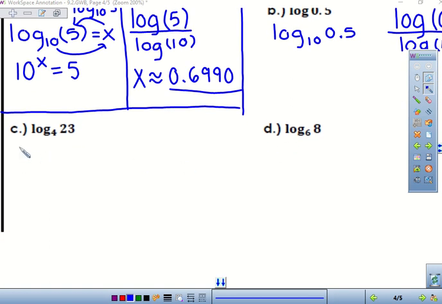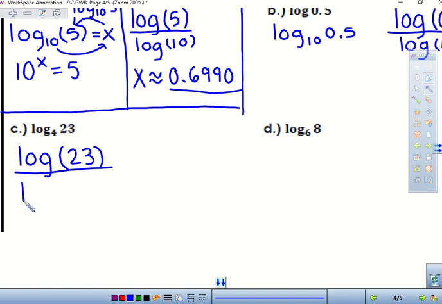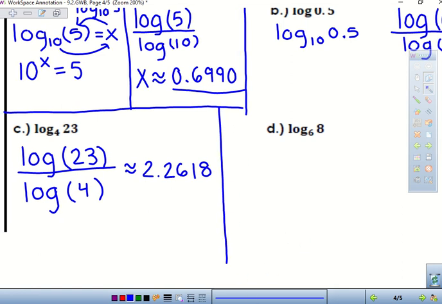How could I rewrite this one? 4^x is equal to 23. So x equals log of 23 over log of 4. This one you don't have a choice but to divide by the log of 4, because it's not the common base. So log 23 divided by log 4. You should get 2.2618. So remember, 4 decimal places is typically what you use, okay?